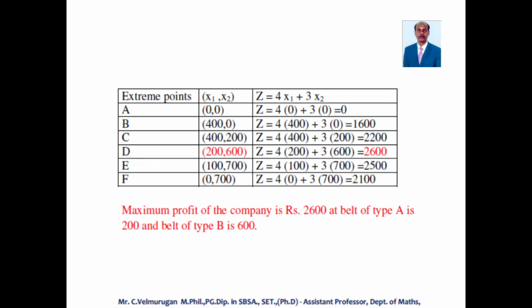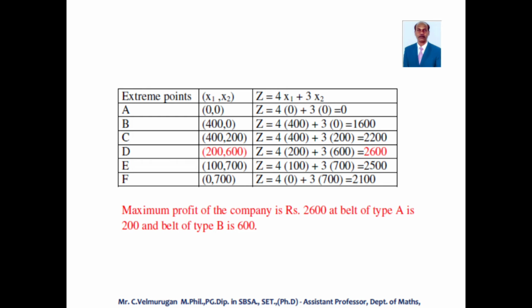These are the feasible solutions found from the feasible region. Using these feasible solutions we find out the optimal solution. What is point A? 0 comma 0. That is, we can consider it as x1 comma x2. What is point B? 400 comma 0. What is point C? 400 comma 200. What is point D? 200 comma 600. What is point E? 100 comma 700. What is point F? 0 comma 700. We apply those values in the z function. Z is equal to 4x1 plus 3x2.